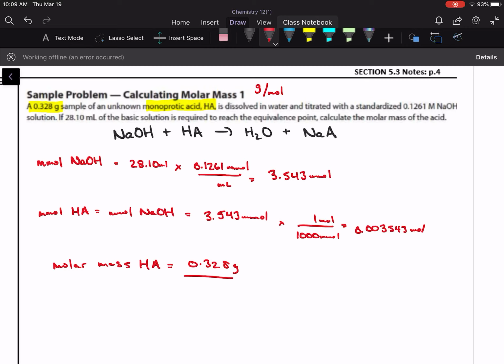And so the molar mass now of HA is just going to be its mass in grams, 0.328 grams, divided by the number of moles. And so that works out to being about 92.6 grams per mole.